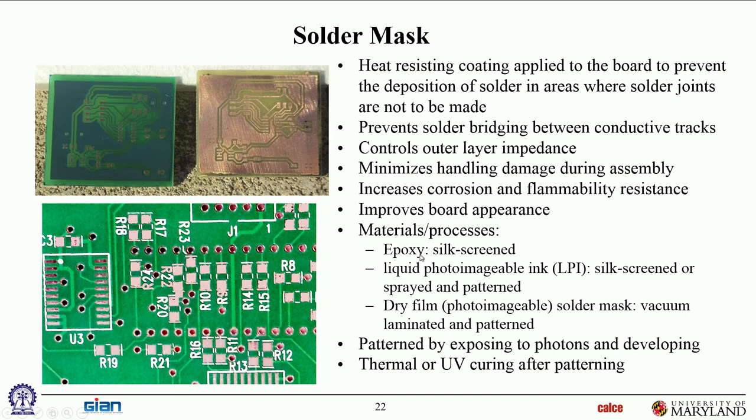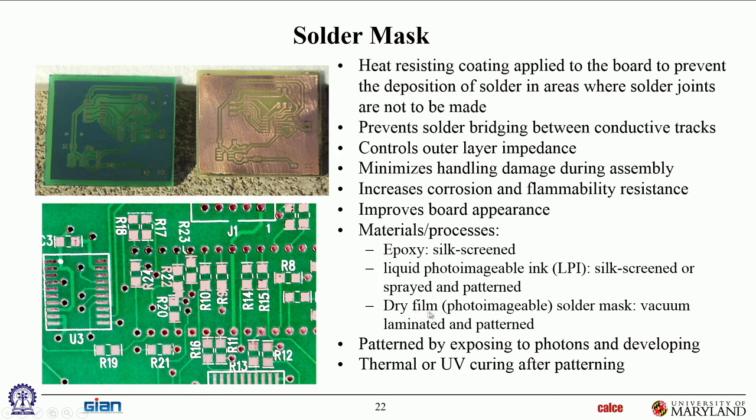And the kinds of materials that are used, it's either just epoxy that's screen printed on. Remember, I said screen printed because I need to leave these holes open, so I need some kind of stencil printing. So either silk screen or stencil printed epoxies. Those are liquid epoxies that are printed on and then cured. Or they are photoimageable, that means photocured, UV cured. So liquid photoimageable inks that are silk screened or sprayed and then patterned with photoimaging, patterned to get those metallization windows open, and then eventually cured.